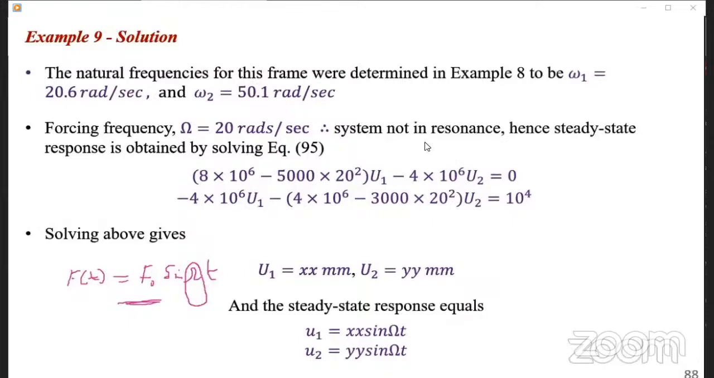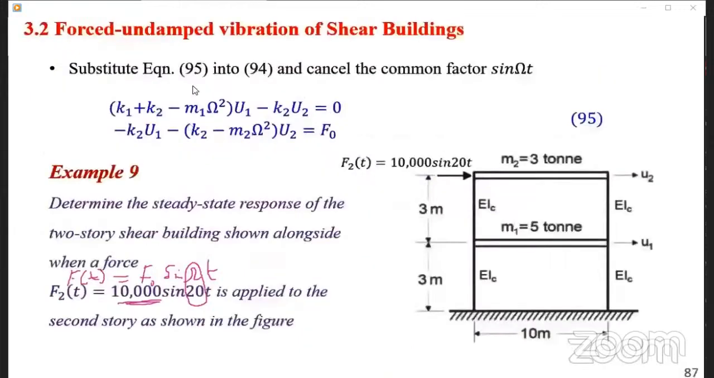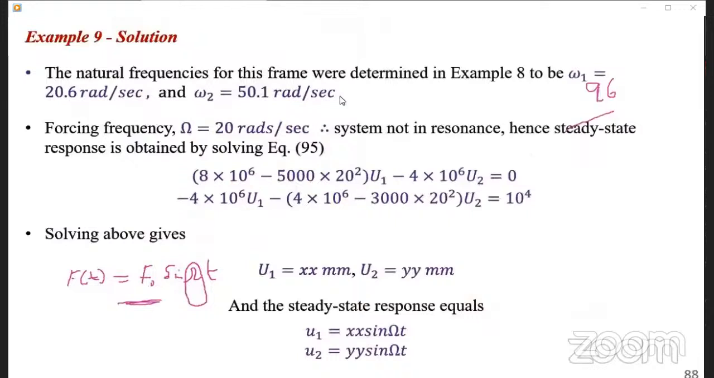Therefore, to obtain the steady state response, we take this equation 96. We have found this, you can do the correction, but if you correct at this stage, you have to correct everywhere. This is equation 96, because in the previous slide it was equation 95. So you just need to substitute the values for omega 1, omega 2, and so on, and you are going to get those equations.